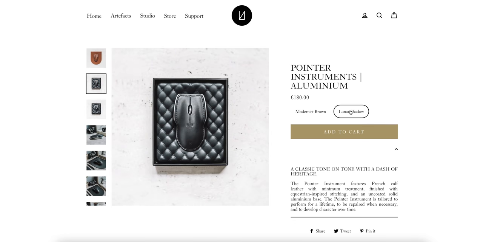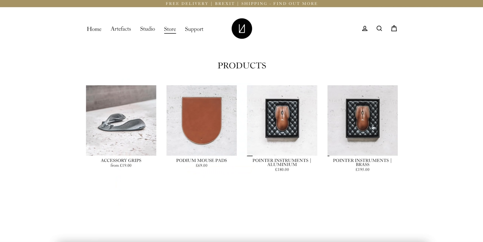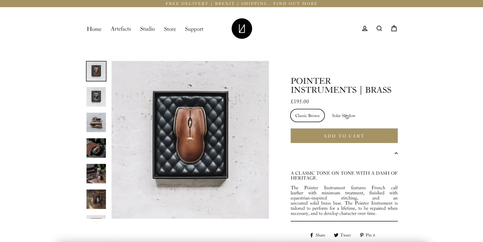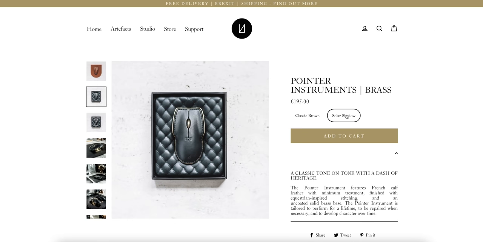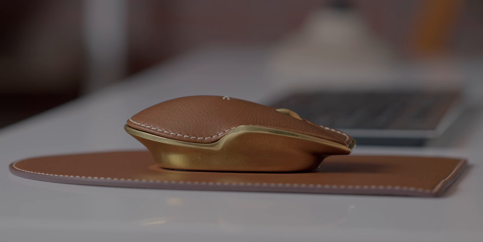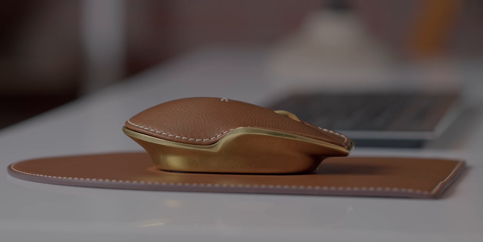So the price is actually listed in pounds since it's a London-based company. It's 180 pounds for the aluminium, so nobody gets mad at me, and it's 195 pounds for the brass. It comes to around 250 to 270-ish dollars, depending on which one you choose and the exchange rate. So, $250, $270 is expensive for a mouse.